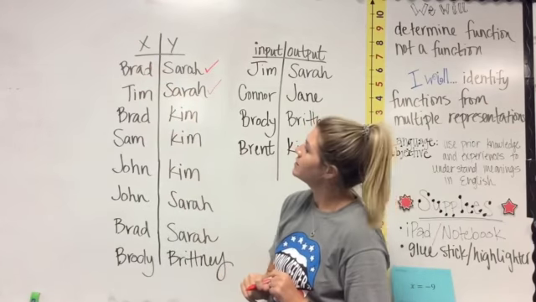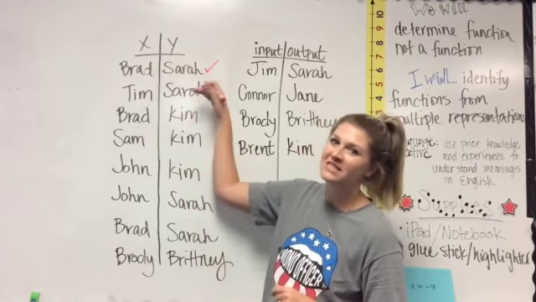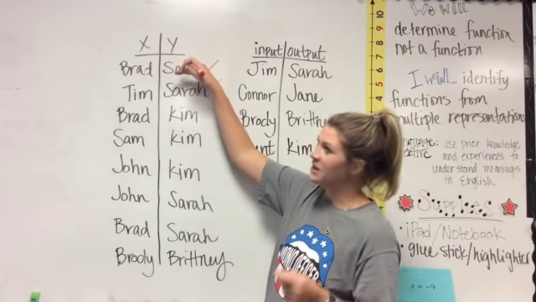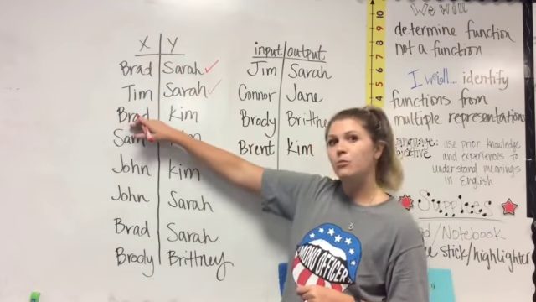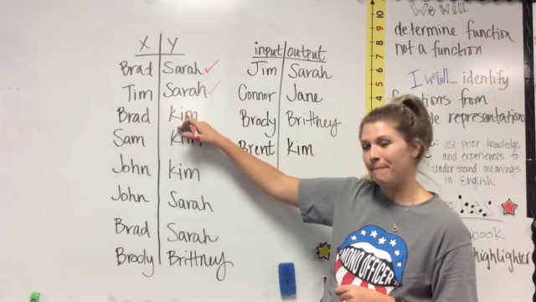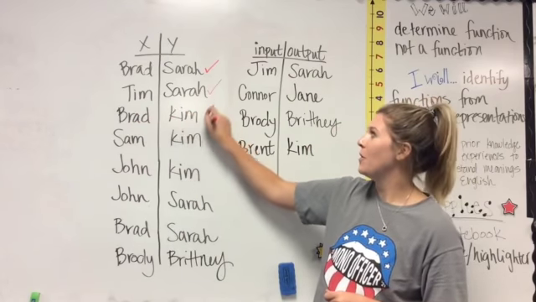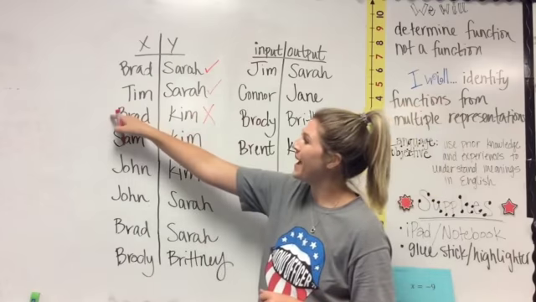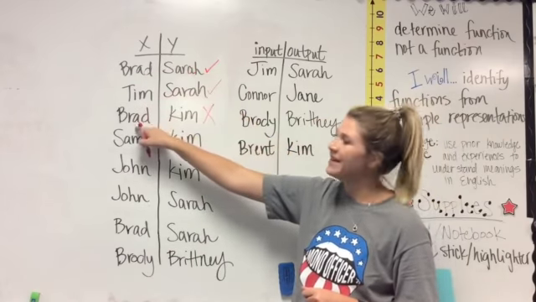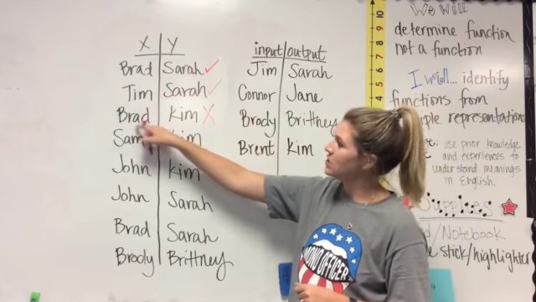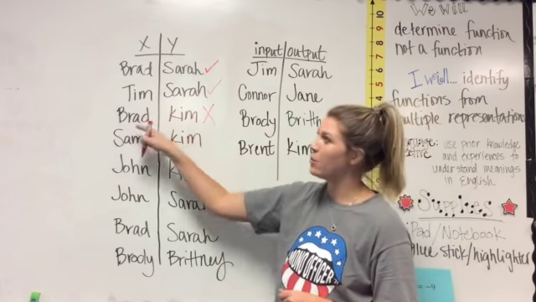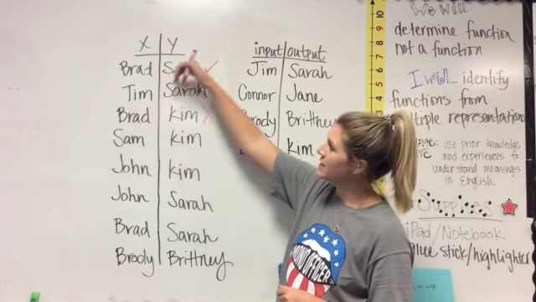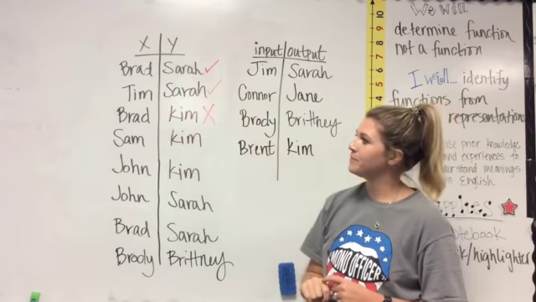Don't take that relationship advice. Okay? But they are functions, and their relationship functions. Now, can Brad date Kim? No, Brad cannot date Kim because Brad is dating Sarah, and Brad cannot cheat on Sarah. All right? So this would not be a function, a relationship that works. Because Brad is already dating Sarah, Brad cannot date Kim.